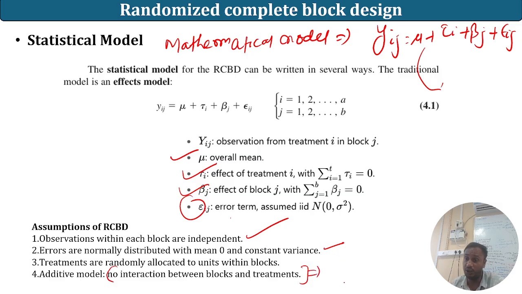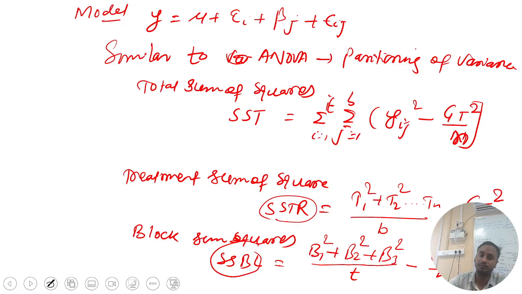If there is interaction, it will come under two-way ANOVA or the factorial design. So in the case of RCBD, there is no talk of interactions. If it does take place, it comes under the factorial design or we go with two-way ANOVA. Today we will just introduce what interactions are.